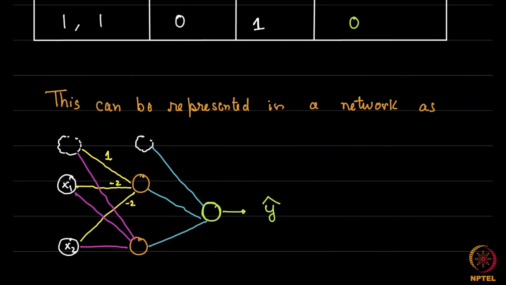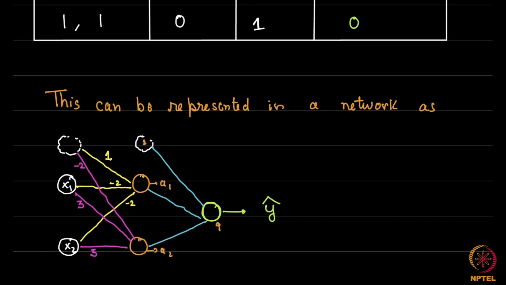Similarly, the second one is AND. The AND gate, if you remember, was 3, 3, -2. So this one would be -2, this one is 3, and this one is 3. What comes out as output here is what we call A1. This one is A2. And this one is, as usual, the bias unit.